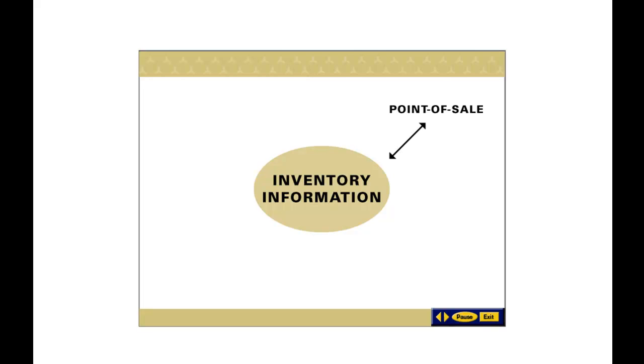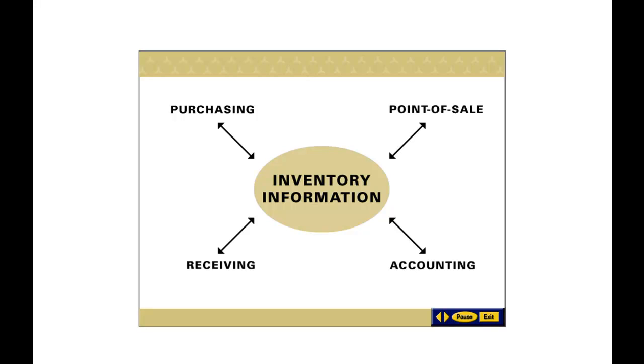Description and pricing information is used to sell items at point of sale, and completed transactions update inventory quantity and history information. That quantity and history data is used to make purchasing decisions. And inventory quantity and purchase history information is updated when items are received. Finally, inventory totals are used to generate accounting financial reports.